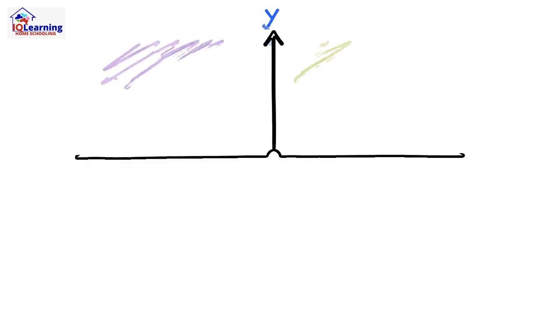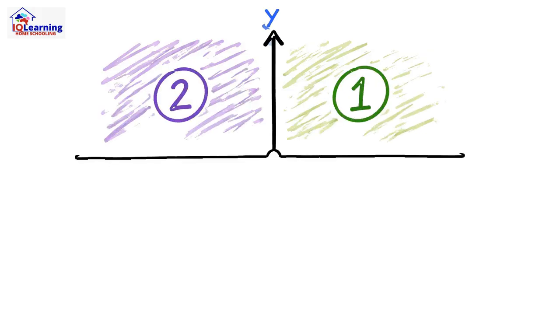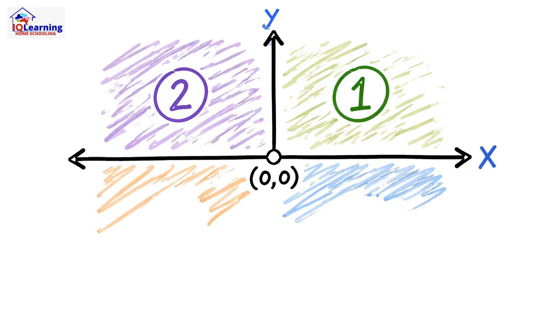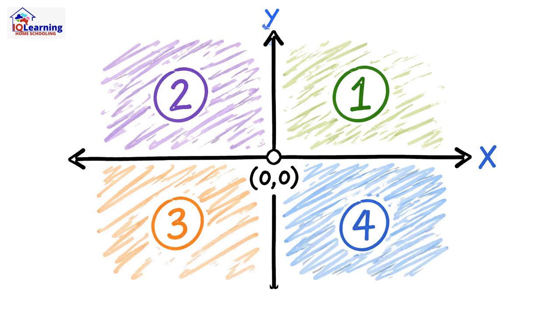This world is built on two simple lines, the horizontal x-axis and the vertical y-axis. Where they cross is our starting point, the origin, with coordinates (0, 0). These axes divide the world into 4 quadrants.